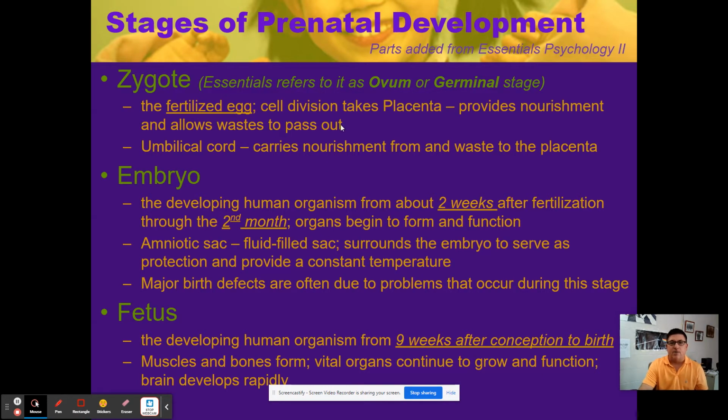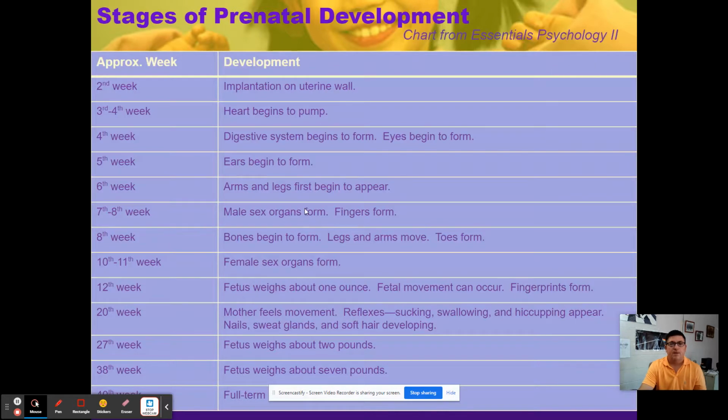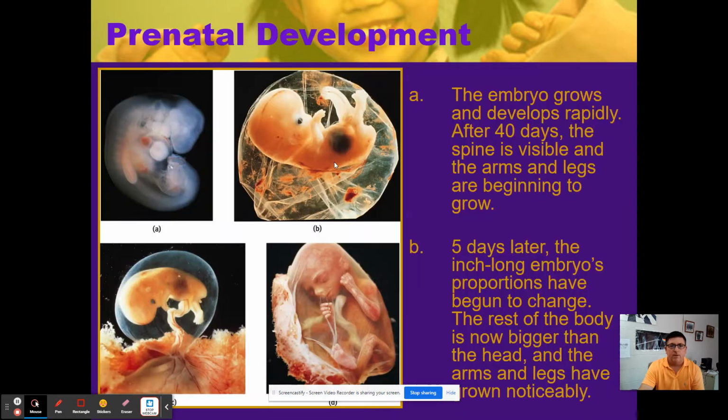So the zygote is the fertilized egg up until 2 weeks. The embryo, 2 weeks to about 2 months, and the fetus, the second month till birth. Here's a chart for you of the normal prenatal development of the unborn child and some cool pictures. Check them out.